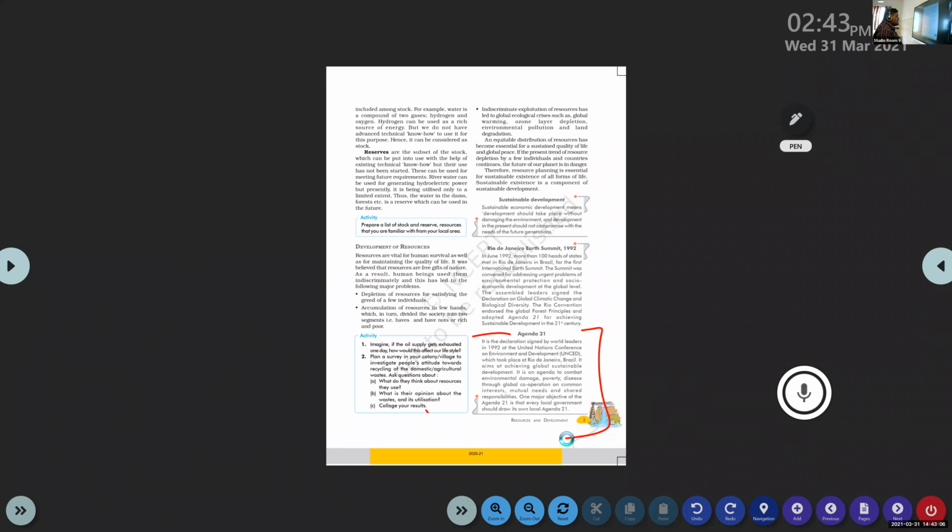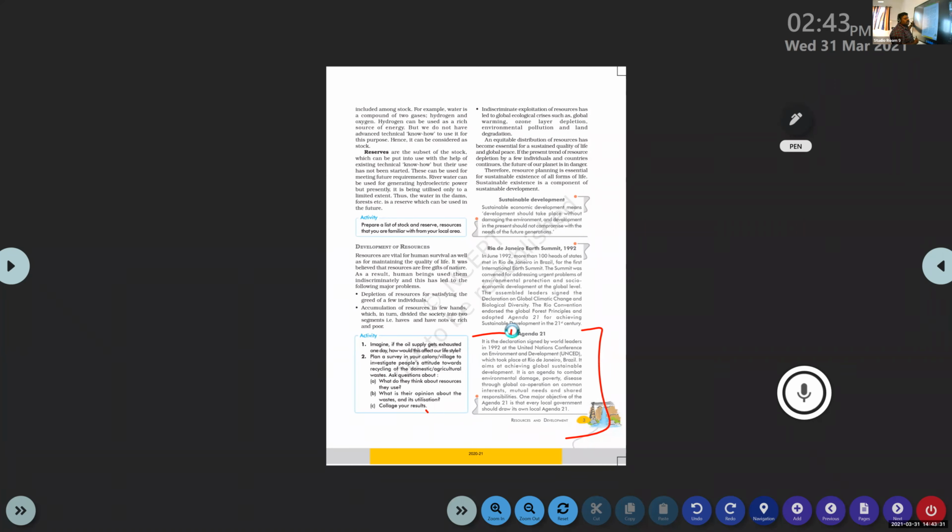It is the declaration signed by the world leaders in 1992 at the United Nations Conference on Environment and Development, that is UNCED, which took place at Rio de Janeiro, Brazil. It aims at achieving global sustainable development. So Agenda 21 is nothing but a declaration.